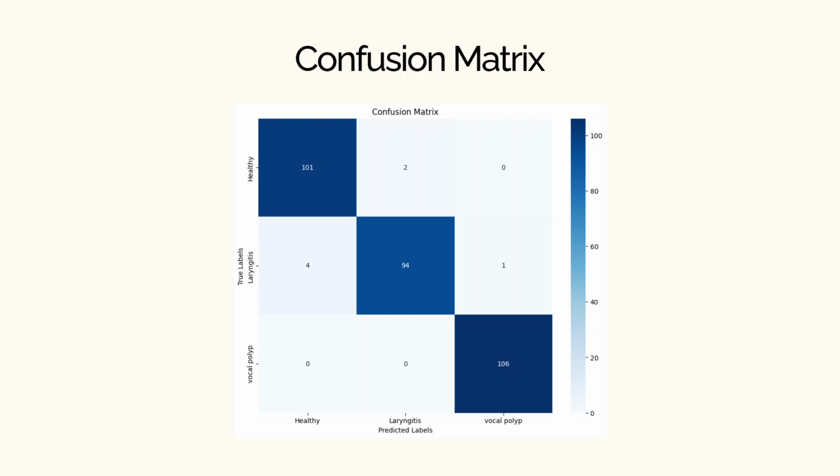This is our confusion matrix. As you can see, it has very less false negatives, which means it will rarely say that you don't have any disorder, even though he or she might be suffering from a disorder.